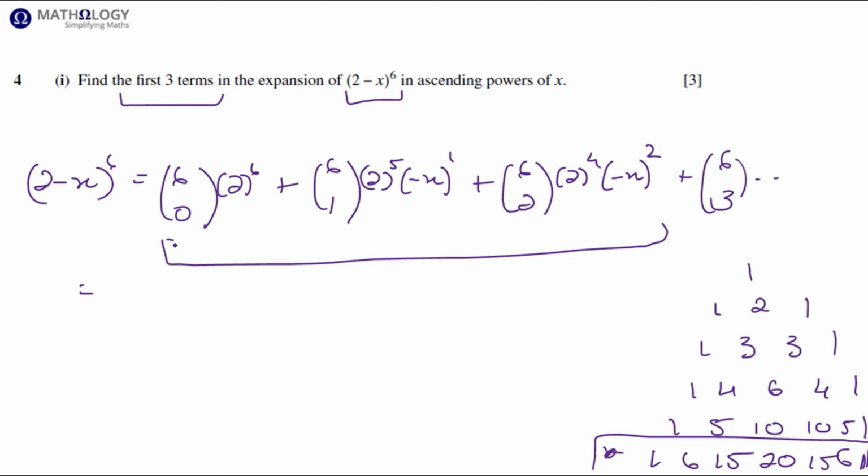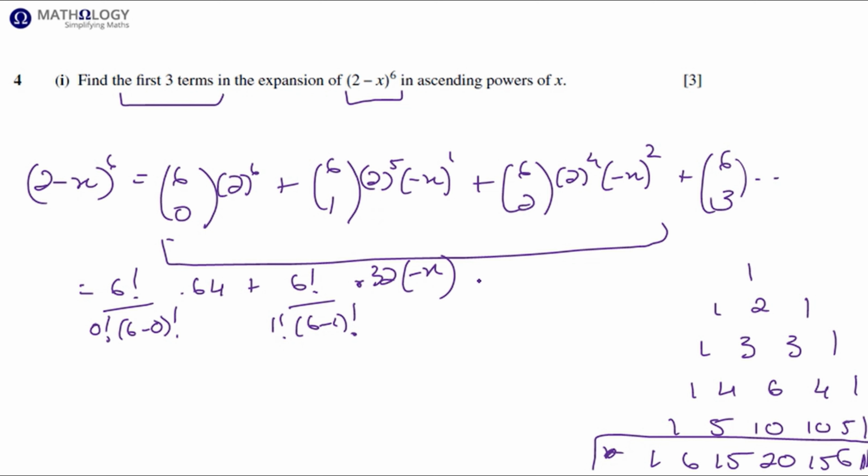6 choose 0 equals 6 factorial over 0 factorial times 6 minus 0 factorial times 2 to the 6, which is 64, plus 6 choose 1 is 6 factorial divided by 1 factorial times 6 minus 1 factorial times 2 to the 5 is 32, and we have a negative x as well. And then 6 choose 2 is 6 factorial over 2 factorial times 6 minus 2 factorial times 2 to the 4 is 16, and minus x squared is x squared.